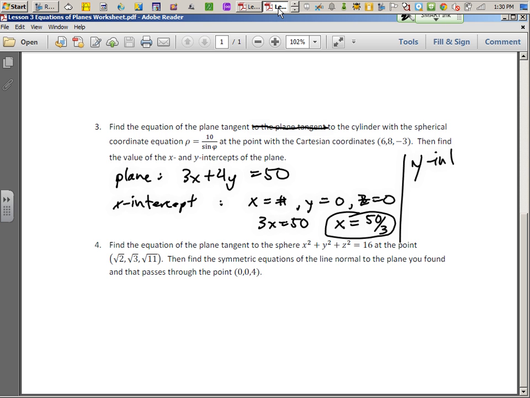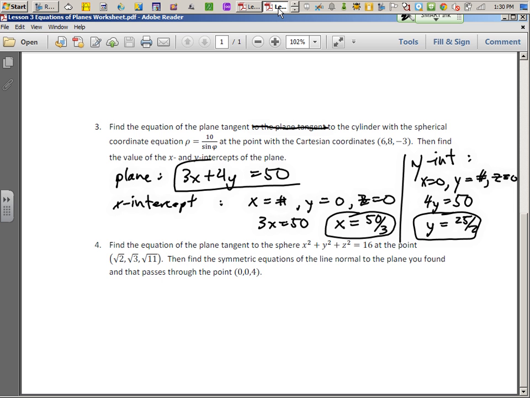And if you want to find a y-intercept, I'll show that over here. That would just be a number, you know, x is 0, y is something, z is 0. So I'm going to make x and z both 0, just to see where it taps through the y-axis. So I just get 4y is 50, y is 50 fourths, or 25 halves. That's all. You're not doing anything new here. You're just interpreting intercepts in the 3D realm.